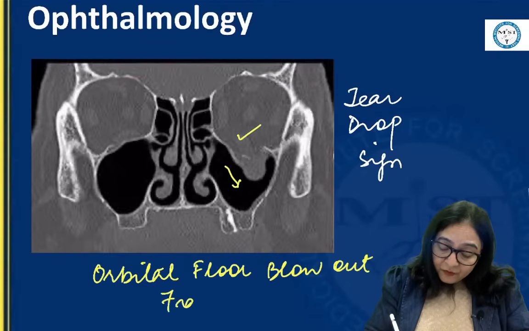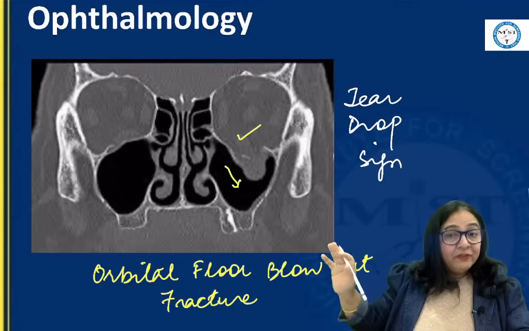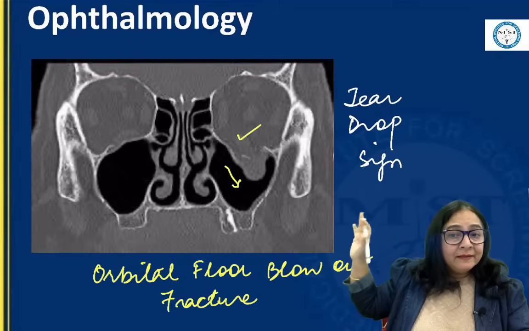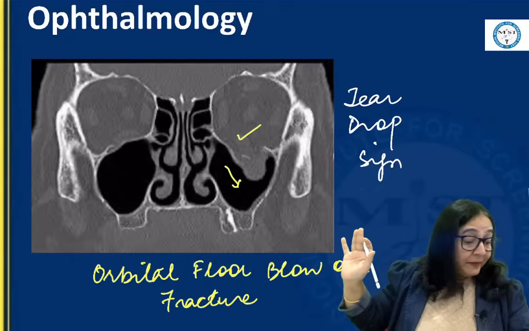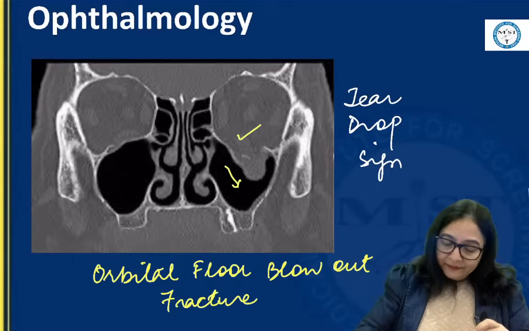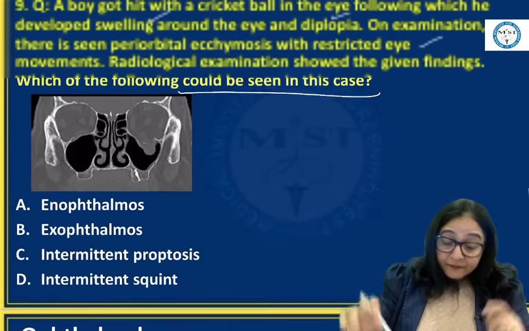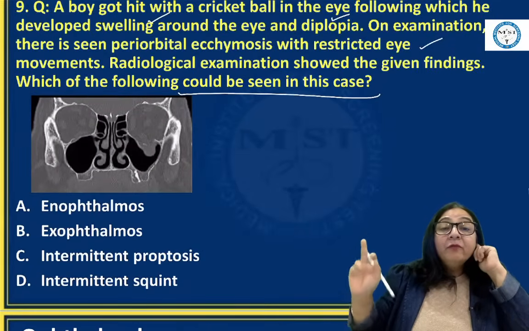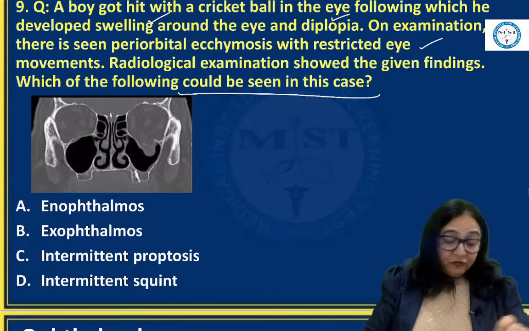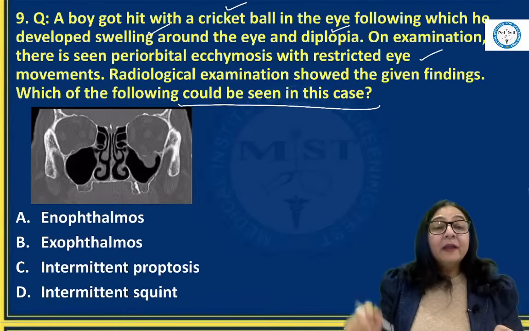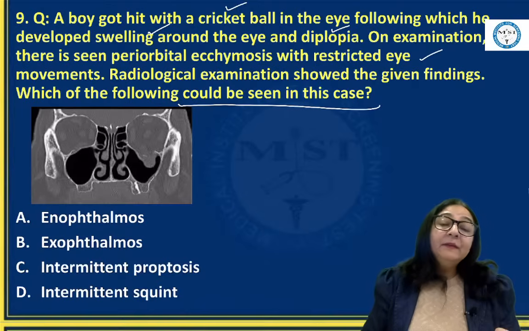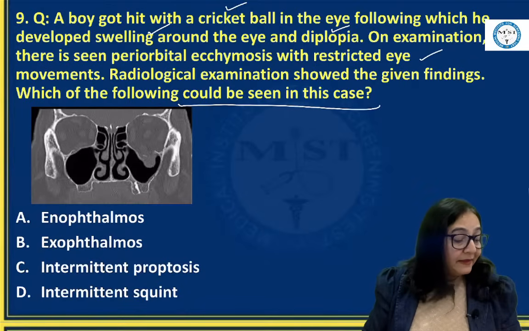Okay. So for a clinical case scenario or imaging, please keep it in mind. This image has been asked multiple times, beta. So your diagnosis is clear. Now, what is the question asking you exactly about? Which of the following could be seen in this case? Whether it is anophthalmos, exophthalmos, intermittent proptosis or intermittent squint.